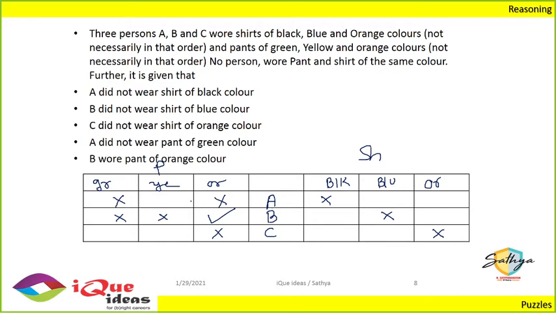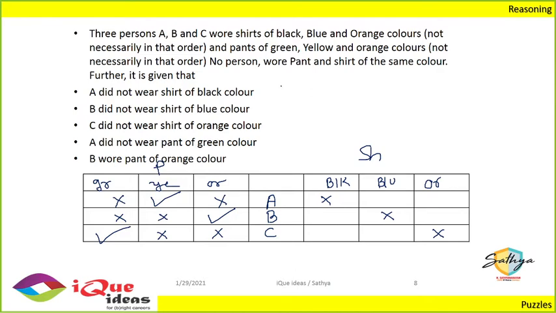Now, take a look at this section. For A, which is the only possible pant color left? Yellow. So when I put a tick here, I put a cross here. So C and green can only be matched. So the left hand side is done. Did you understand that?